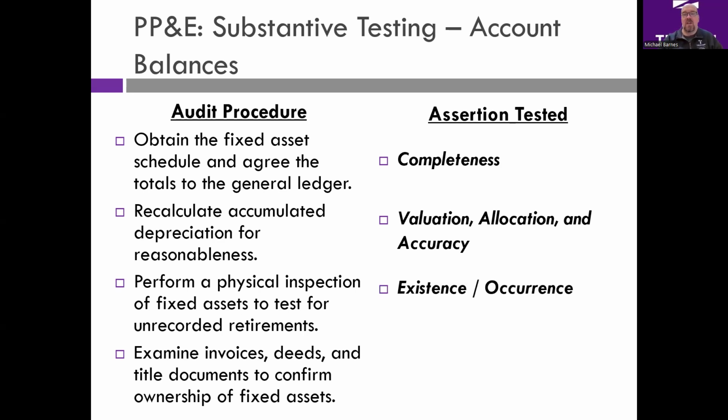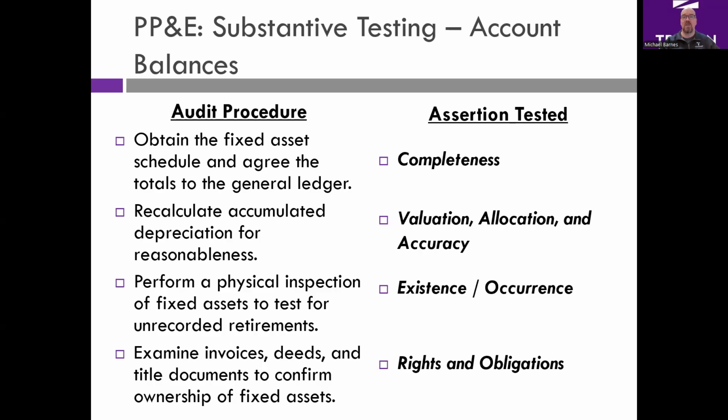Now, this is kind of confusing because we see unrecorded retirements and we say, oh, unrecorded items, that's got to be completeness. But when we're talking about unrecorded retirements, we're talking about items that should no longer be in the balance sheet or in the financial statements that still are there. So the retirement should have taken place and did not take place. So the item does not exist, but the records say that it does. That's a little bit confusing the way the wording works, but this is not something that should have been recorded. It's something that should have been removed, effectively the way unrecorded retirement reads. And examining invoices, deeds, and title documents to confirm ownership of fixed assets, that one's easy. That's going to be rights and obligations.